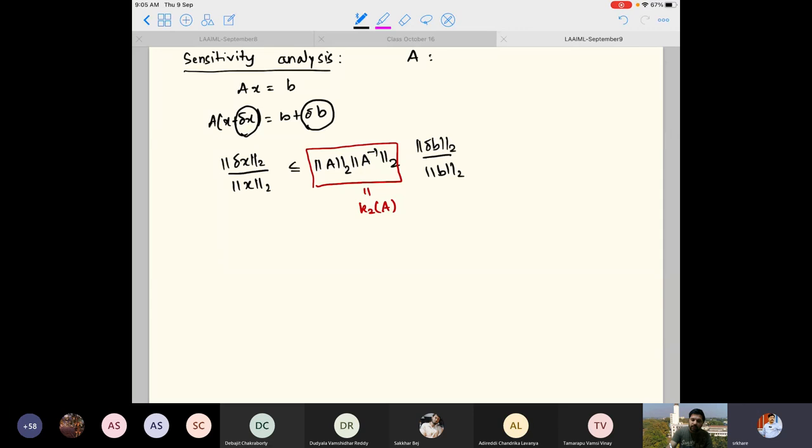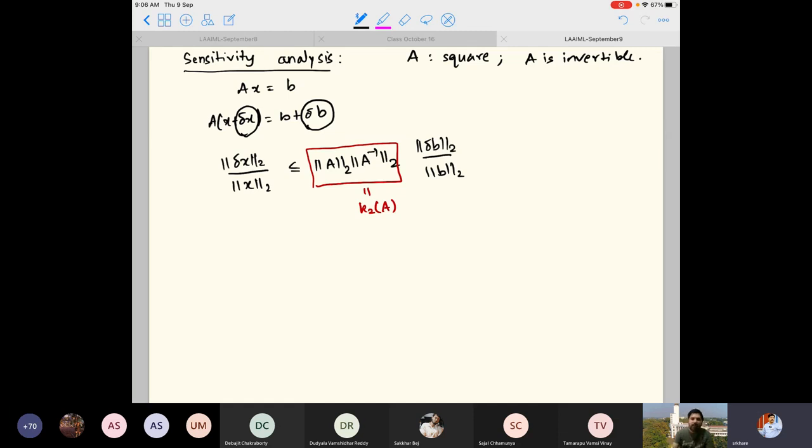Obviously, A is a square system and A is invertible. That's what we had assumed before the start. For some time now we'll assume this, and later on we will relax these conditions and still be able to achieve results which are similar to this. So for the time being, let us consider that A is square and invertible, and then you get this first sensitivity analysis result.